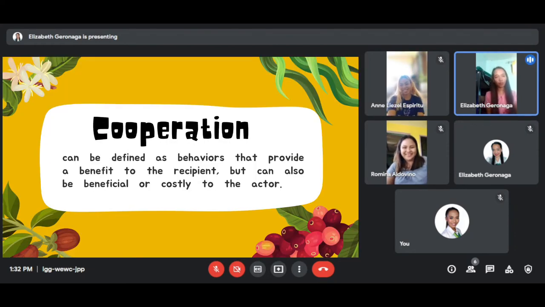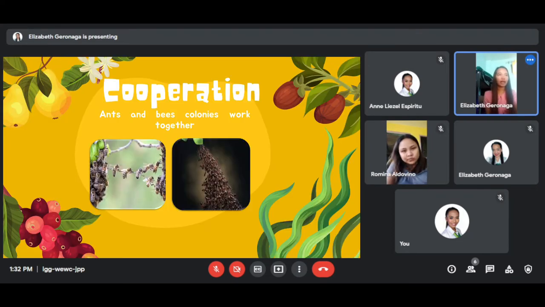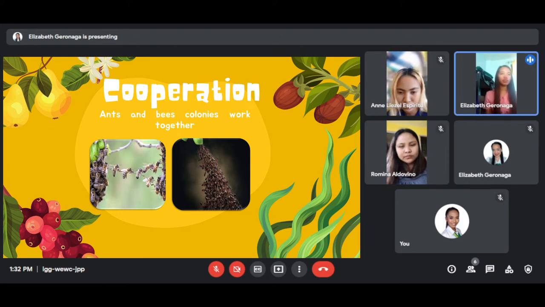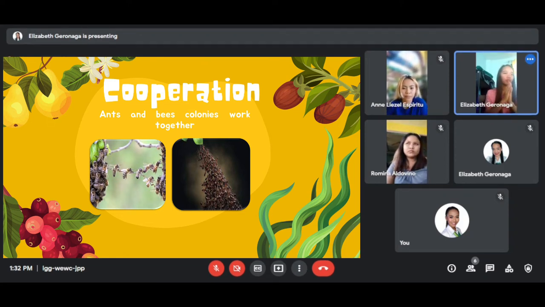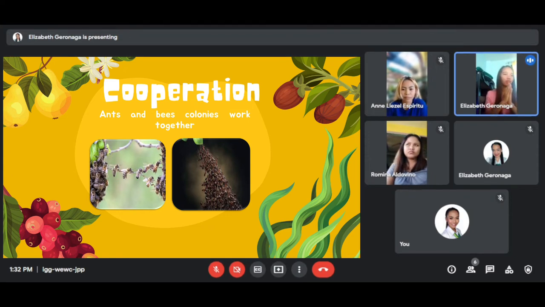So the next one is cooperation. It can be defined as behaviors that provide a benefit to the recipient, but can also be beneficial or costly to the actor. So let's see some examples. As you can see, the ants and the bees work together. This is an example of cooperation because they are working together against threats from people, animals, and other ant colonies. Ants have even been shown to group together to create traps to ensure the colony survives flooding.